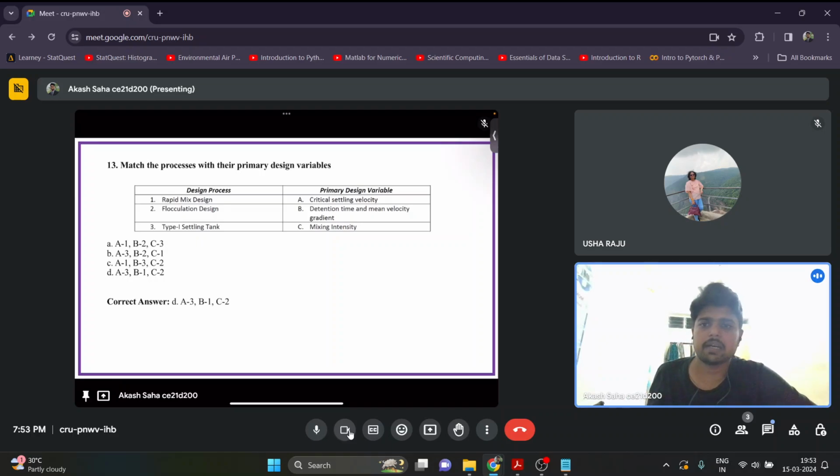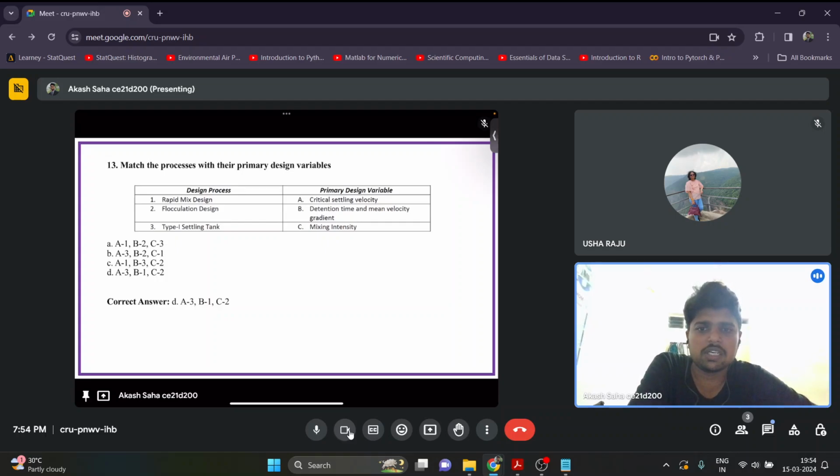So for any rapid mix design, there will be two design variables: one is the detention time T and the other is the mean velocity gradient G. Like in the coagulation period, both T and G are important because we will mix it very rapidly. So my T will be very less and my G value is important. So the answer is B, detention time and mean velocity gradient.